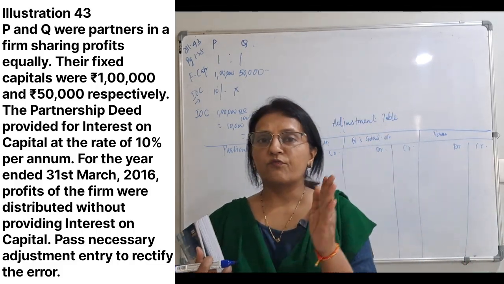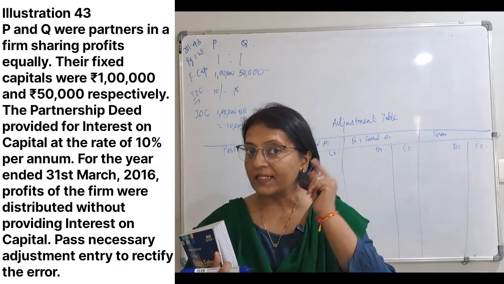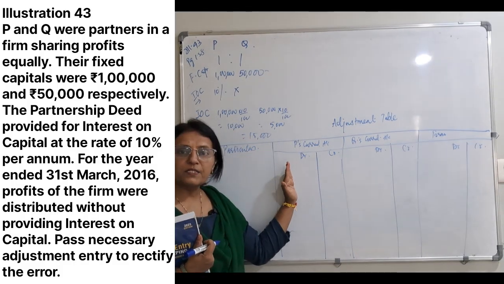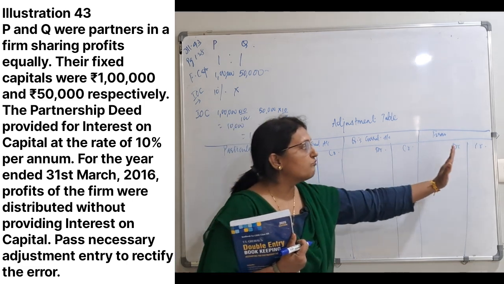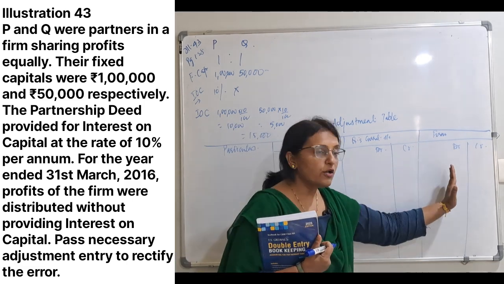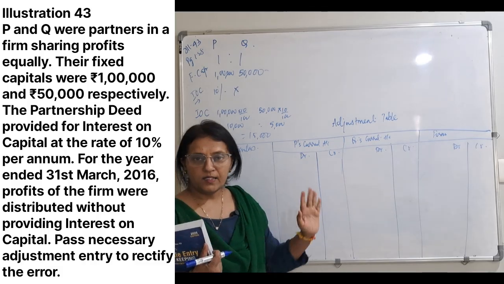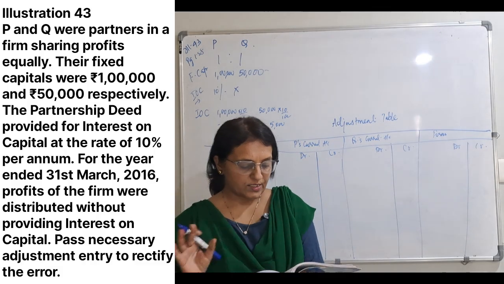When it is debit for the partner, it will be credit for the firm, which means if it is a loss or expense for the partner, it will be gain for the firm. Or if it is a loss for the firm, it will be gain for the partner. Okay. So in this case, let's check.